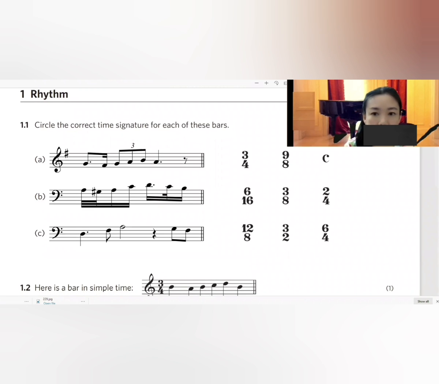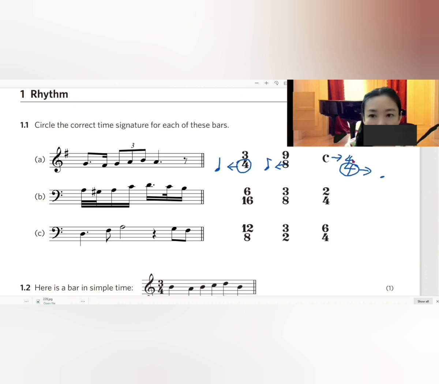The question 1 is about choosing the time signature. There are 3/4, 9/8, and 4/4. This sign here means it's referring to 4/4 time. So when the number below is a 4, it represents crotchet. The 8 down here represents quaver. So this sign means 4/4.